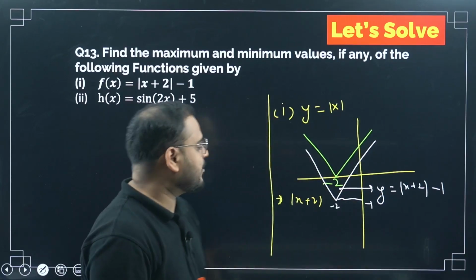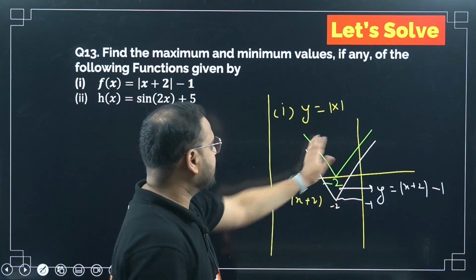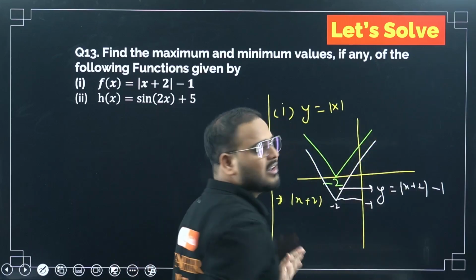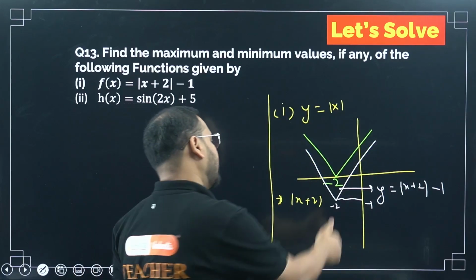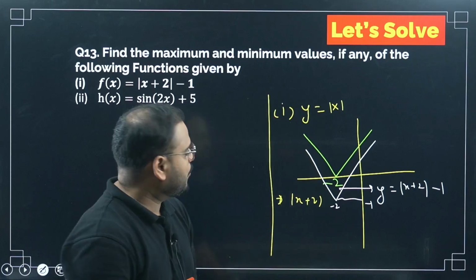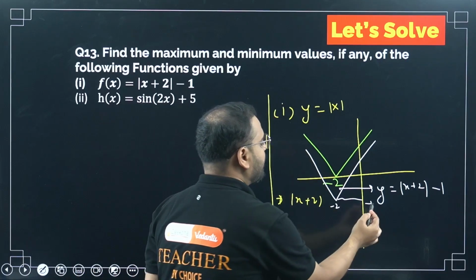Okay. So now tell me, what is the minimum value of this function? There is no maxima, because if you keep going on the right side, it will never stop. You will reach infinity. Left side also you go, reach infinity. What is the minimum point? This is the minimum point, minus 1.